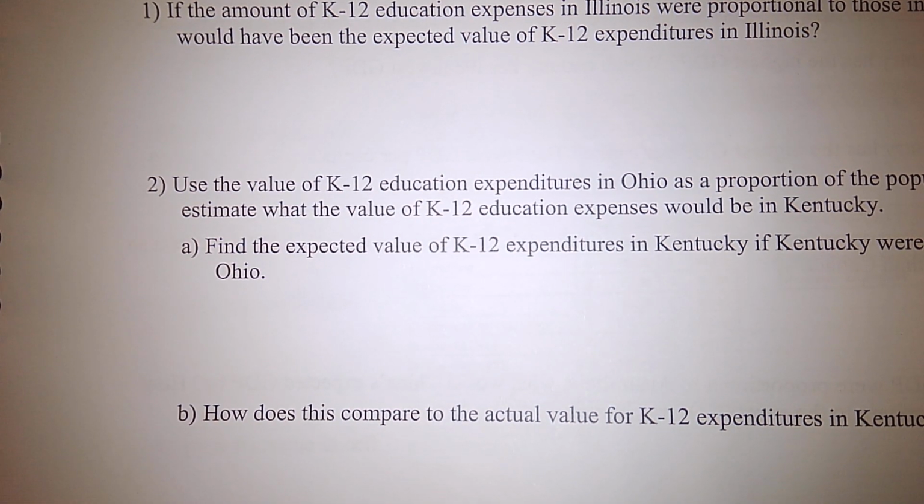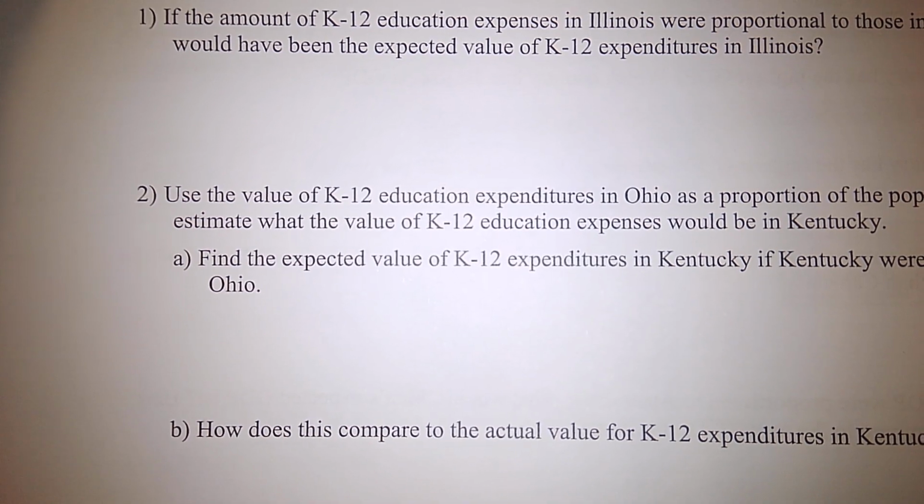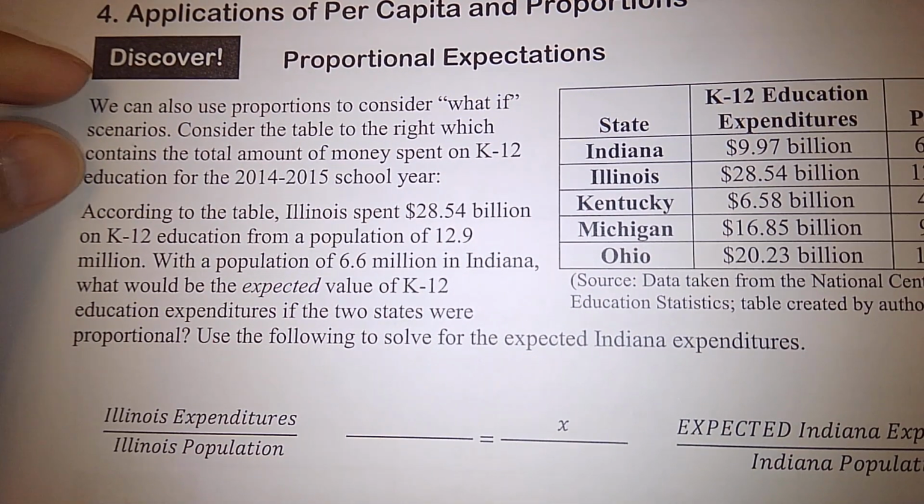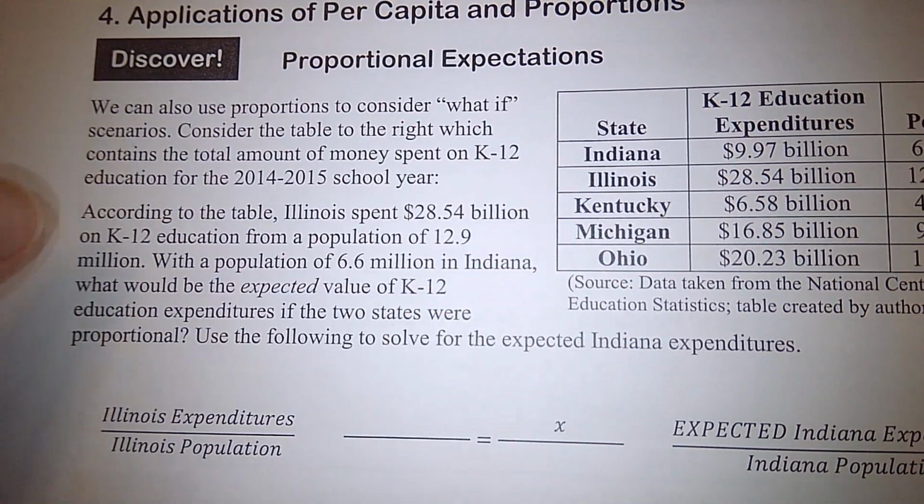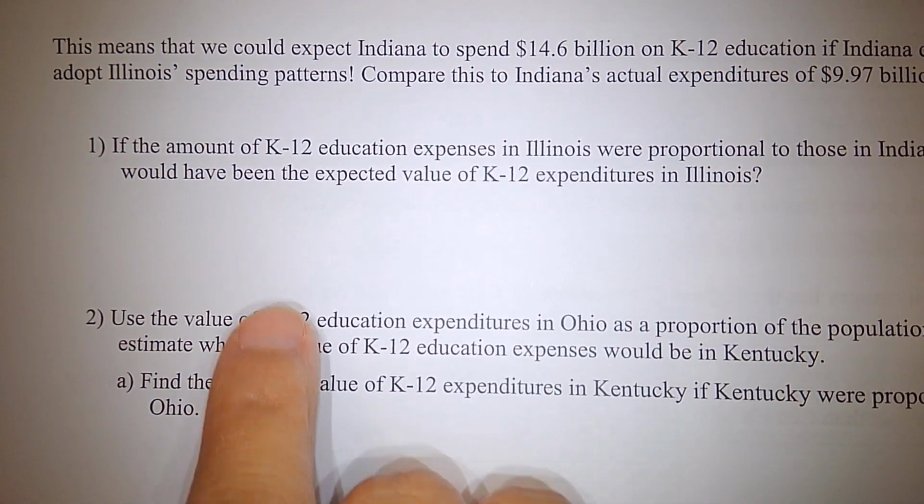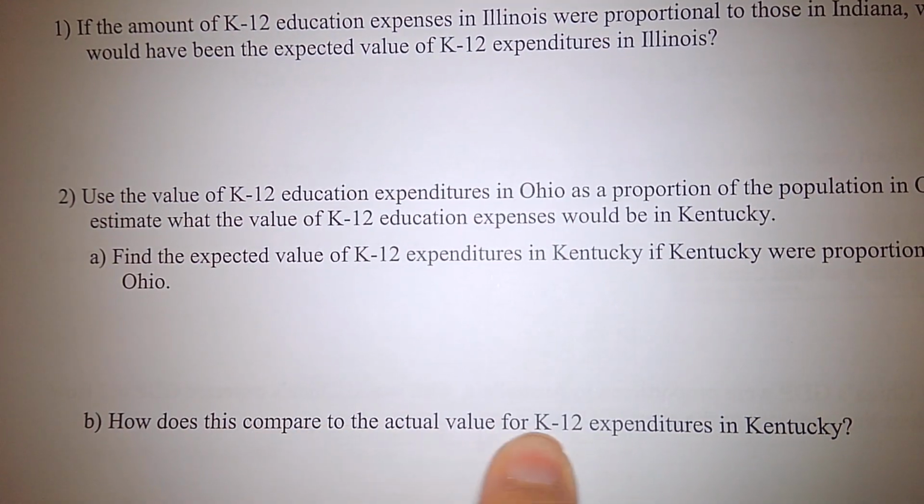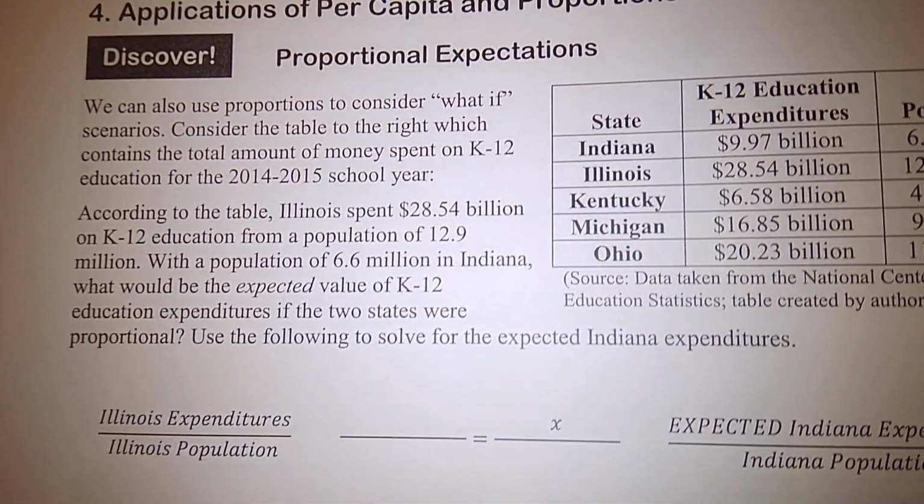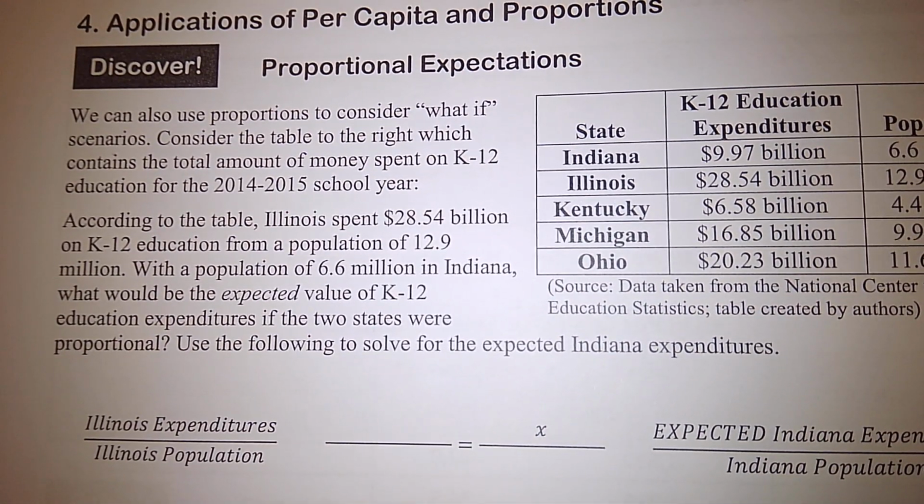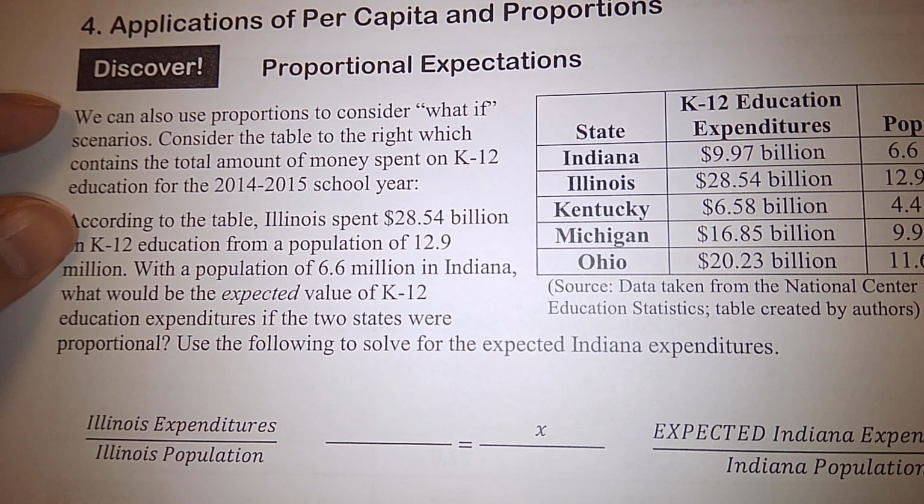So you are going to read all of these. One student reads this paragraph, this table, and also question 2, the questions. Now let me see whose turn. Damon? We can also use proportions to consider what-if scenarios. Consider the table on the right, which contains the full amount of money spent on K-12 education for the 2014 to 2015 school year.